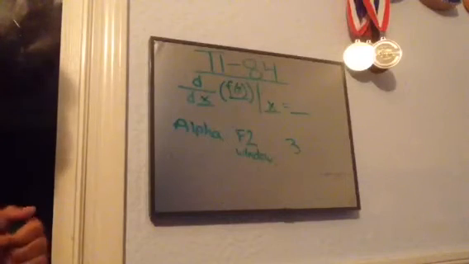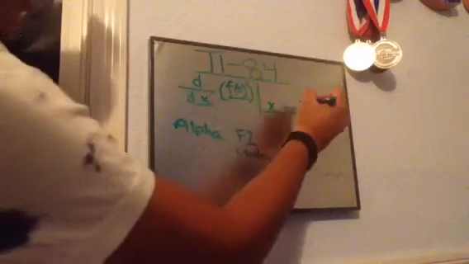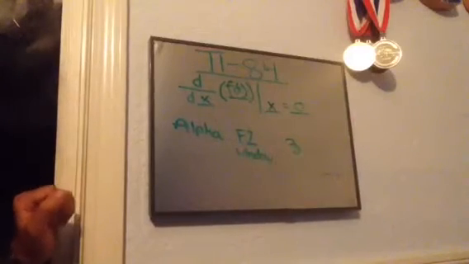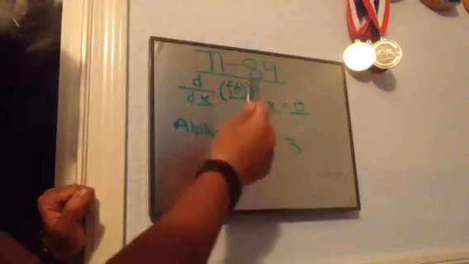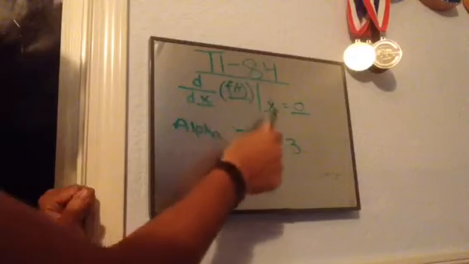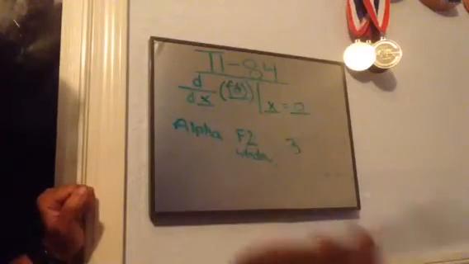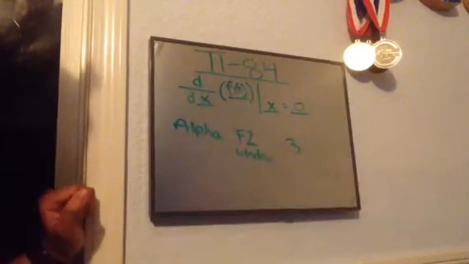So say this was the derivative when x equals 0. Then we put in 0 there, and then we're going to hit enter, and it's going to give us the derivative of this function when x equals 0. The y value is irrelevant because we're working with a derivative.